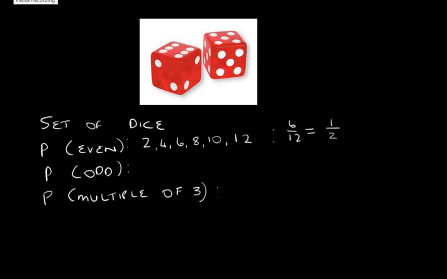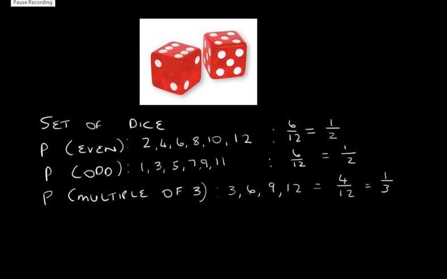Now let's look at the odd numbers. What are the odd numbers? They are 1, 3, 5, 7, 9, and 11. That also gives you 6 over 12, which simplifies to a half. Lastly, what is the probability of rolling a multiple of 3? What are the multiples of 3 when we look at a pair of dice? The multiples are 3, 6, 9, and 12, which gives you 4 over 12 and simplifies to 1 over 3.